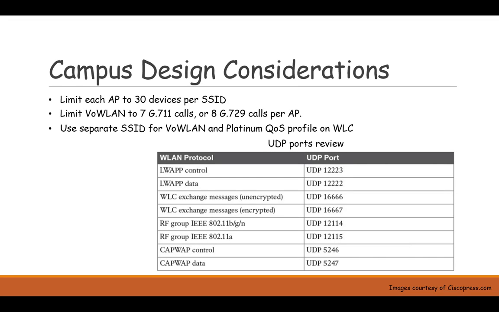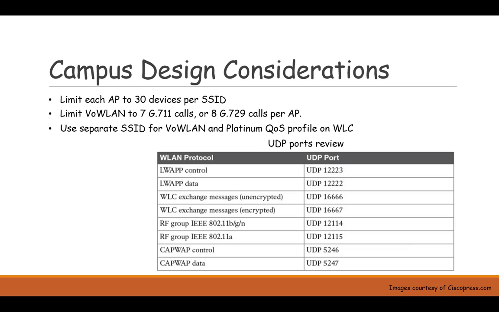And finally, let's go over a couple considerations for your wireless design. In the table, I just have an overview of the port numbers used for communications that are associated with the wireless network: RF group communications, wireless controller exchanges, CAPWAP, and LWAP. The bullets at the top here, make sure you commit these to memory.